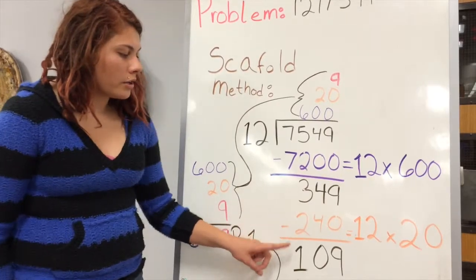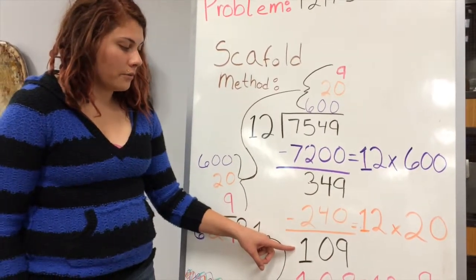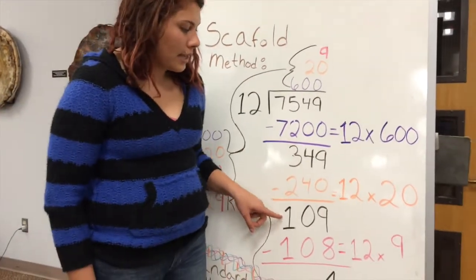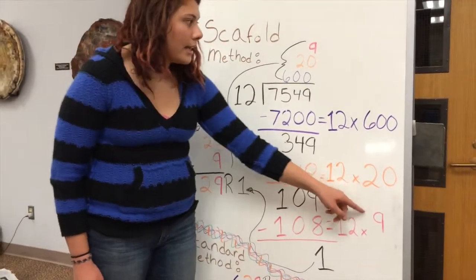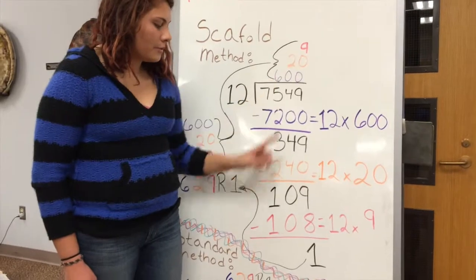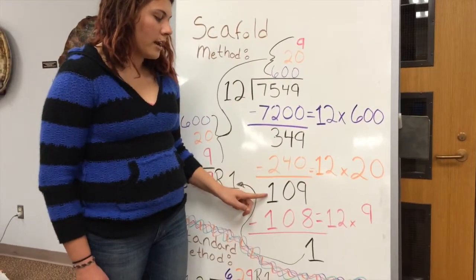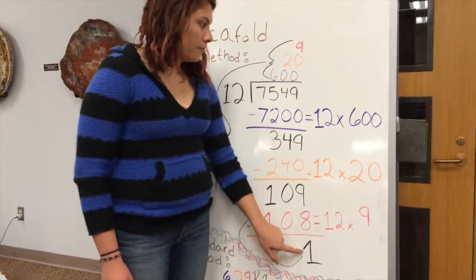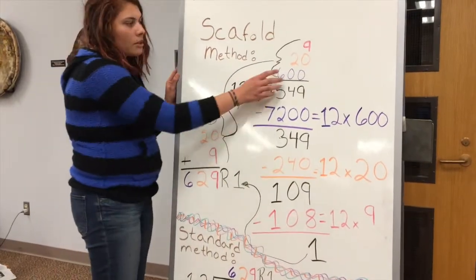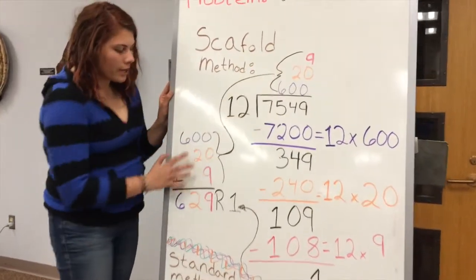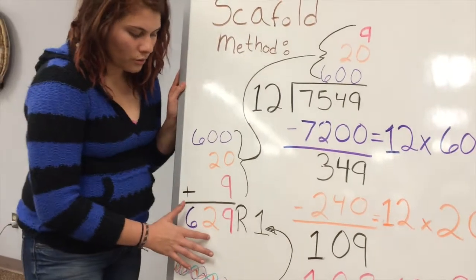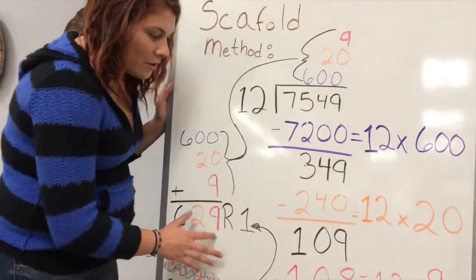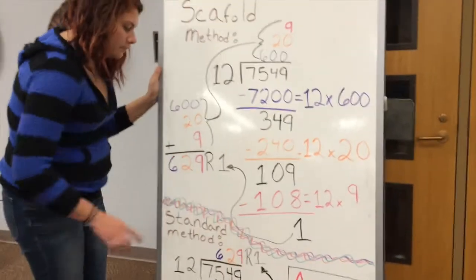I will get 109 after I subtract. I can see that 12 times 9 equals 108. I'll bring the 9 up to the top and subtract 108 from 109, getting a remainder of 1. Then I'll take my three numbers here and bring them over here and add them all together, making 629 with a remainder of 1.